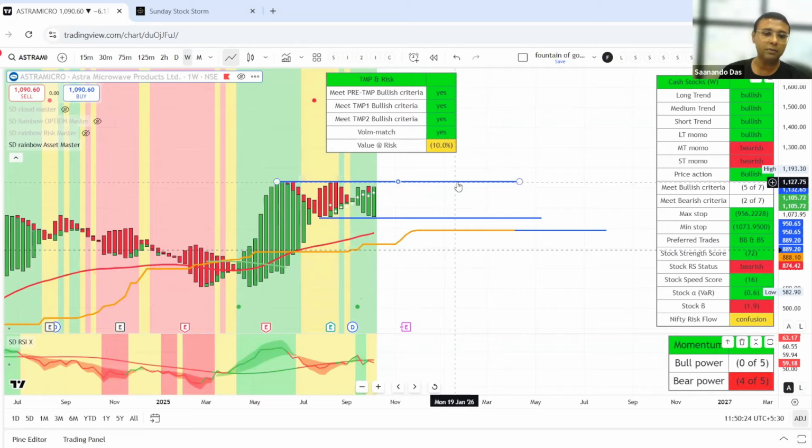So let it form the base. And if you want to remain invested, remain with a small amount. Let this box break close. And once it closes above the box break, that is your green signal to do one round of purchase. And the more Dow structure it builds or rainbow pyramiding rule, you can add more quantity to Astra Micro. So it is currently, I'll say, in a range bound or consolidation phase.